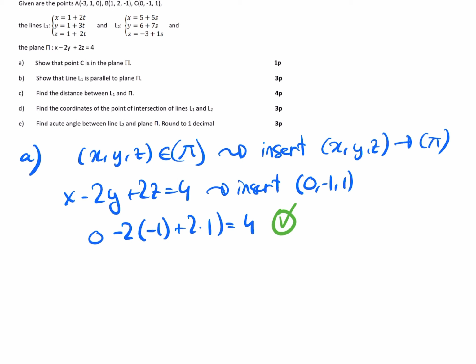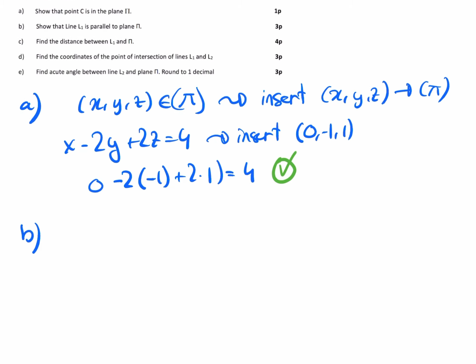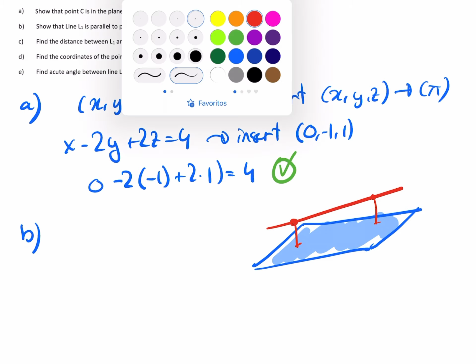Question number 2. Show that the line L1 is parallel to the plane pi. So, we need to show that a line is parallel to a plane. This is our plane, and we've got a line. We need to check if this line is parallel to the plane, which means that the distance at any point of the line is always the same to the plane. How do we do this?